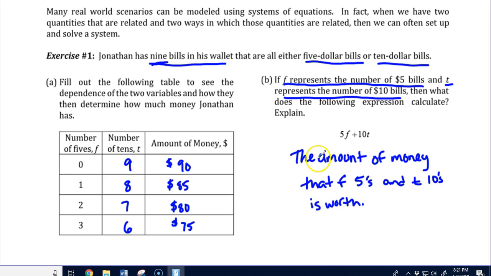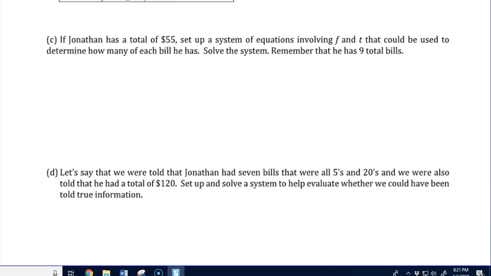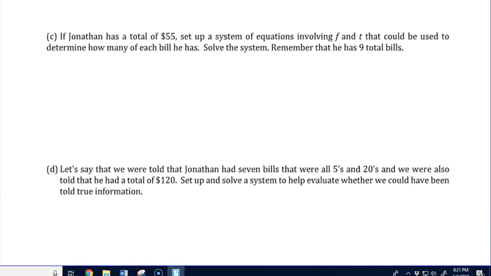Okay, so hopefully that makes sense to you based on the little table we just completed. Let's proceed. All right, so now we find out how much money he actually has. He's got $55, right? Still has 9 total bills. All right, total of $55. It's known that he had 9 total bills. So let's set up our system. We should have enough information to do this. How we model this is we've already defined our variables, f and t. And we're basically going to take each of these clues, these numbers, and try to make a number sentence, an equation out of it.